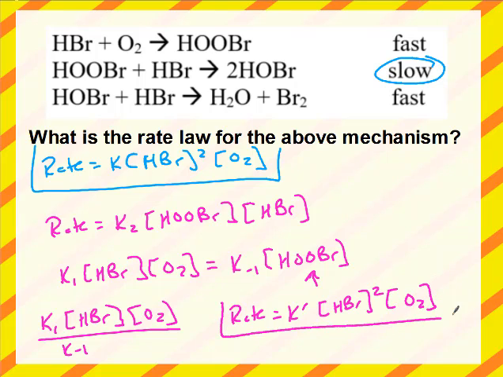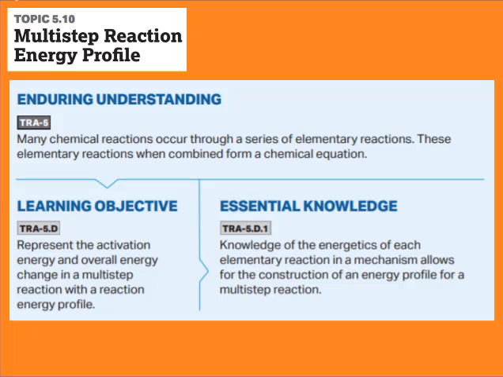I get the same rate law, K prime being K2 times K1 over K negative 1. Go ahead and read through those.